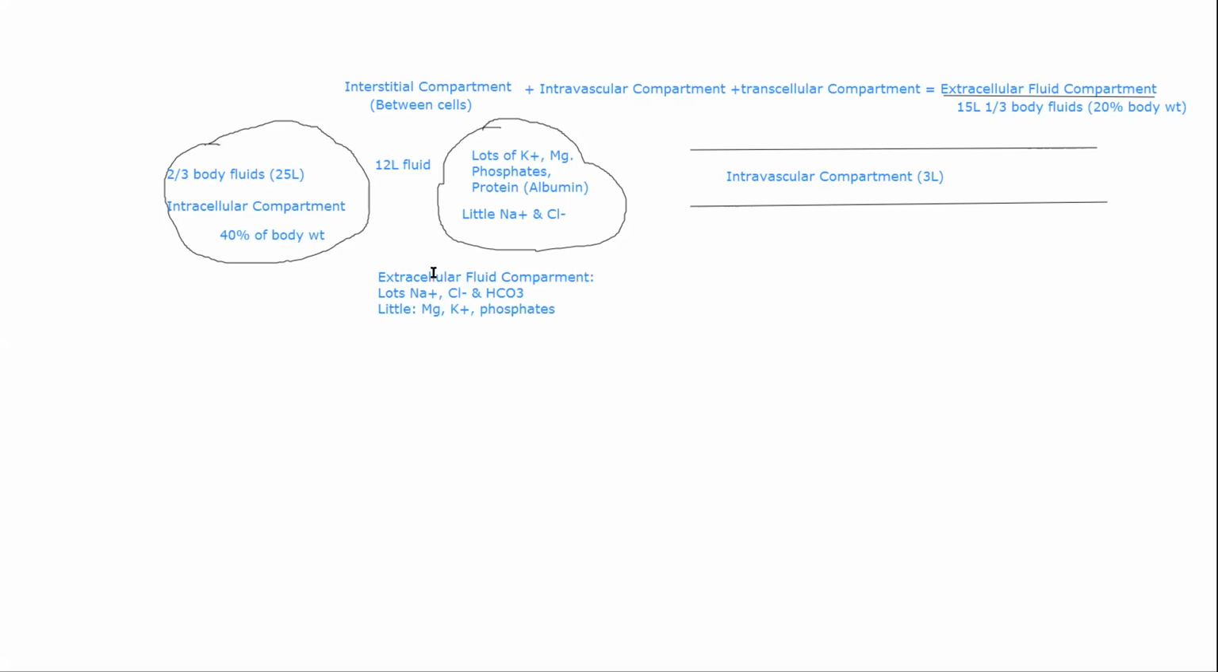So in our extracellular fluid compartment, we have lots of sodium and chloride and bicarb, very little magnesium, potassium, and phosphates. Inside of our vascular space, we have lots of protein, so lots of albumin. Outside, in this extracellular compartment, we have very little albumin.